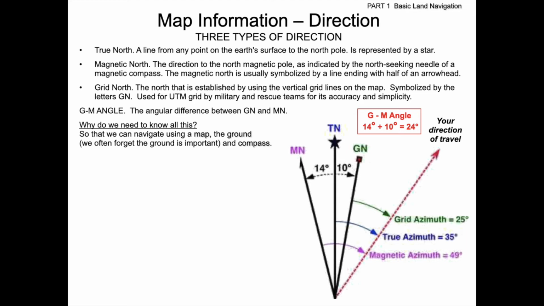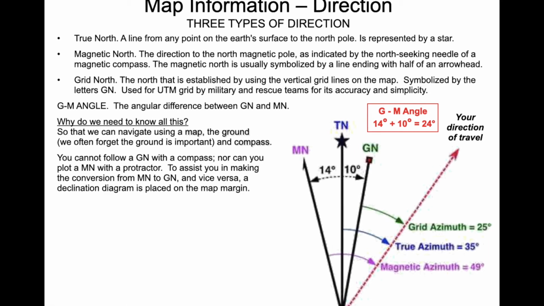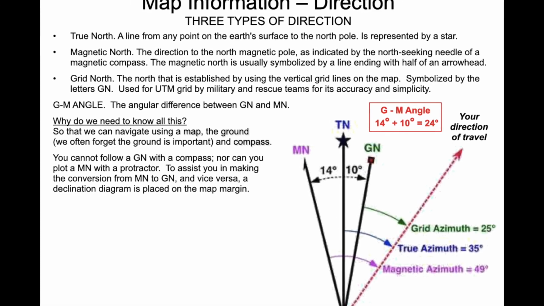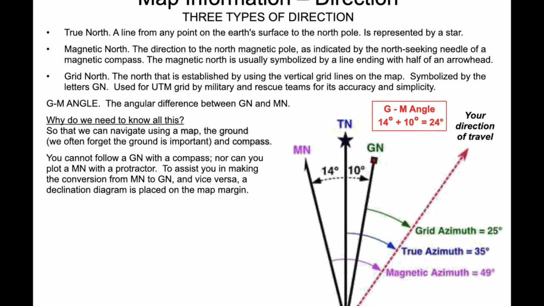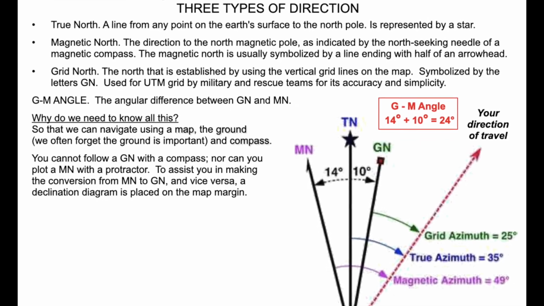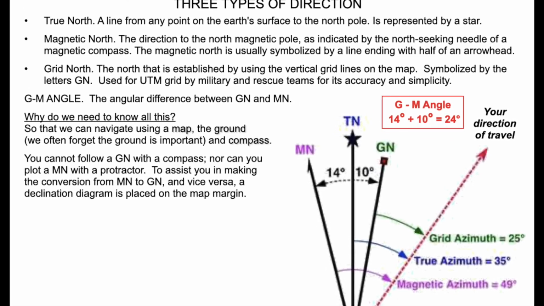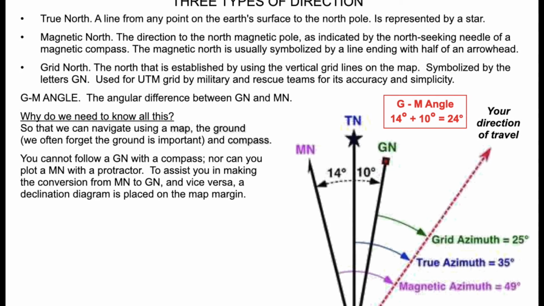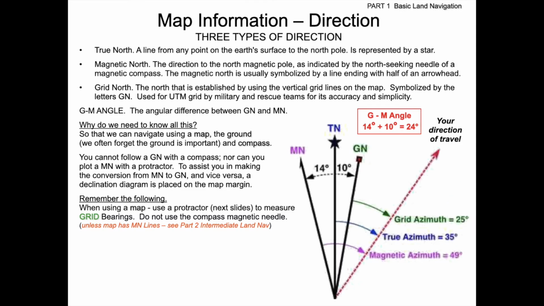The ground, we often forget the ground is important, and a compass. You cannot follow a grid north with a compass, nor can you plot a magnetic north with a protractor. To assist you in making the conversion from magnetic north to grid north, and vice versa, a declination diagram is placed on the map margin. Awesome. Remember the following. When using a map, use a protractor to measure grid bearings. Do not use the compass magnetic needle. When using the ground, use a compass to measure magnetic bearing.